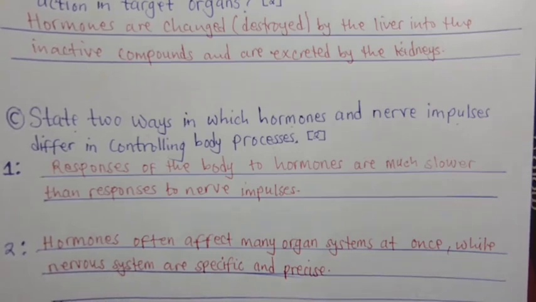So we can also say that many hormones affect long-term changes, meaning that when they do their roles in the body, their roles are normally long-term changes such as growth and pregnancy. But when it comes to nerve impulses, often they cause a response in a very limited area of the body. For example, the eye blinking or even the finger movement.